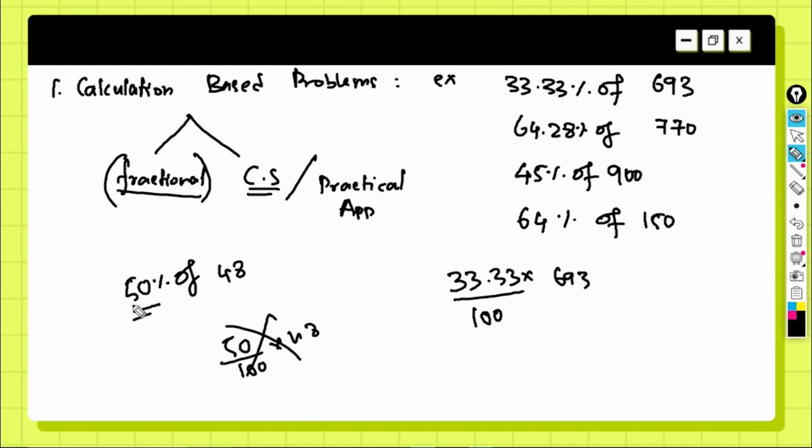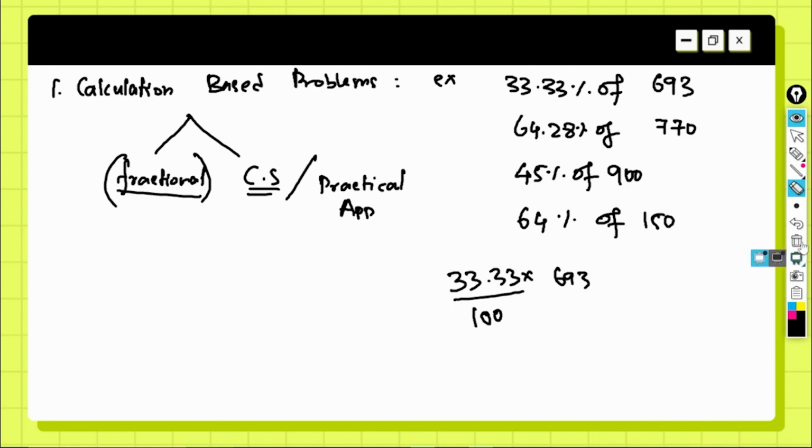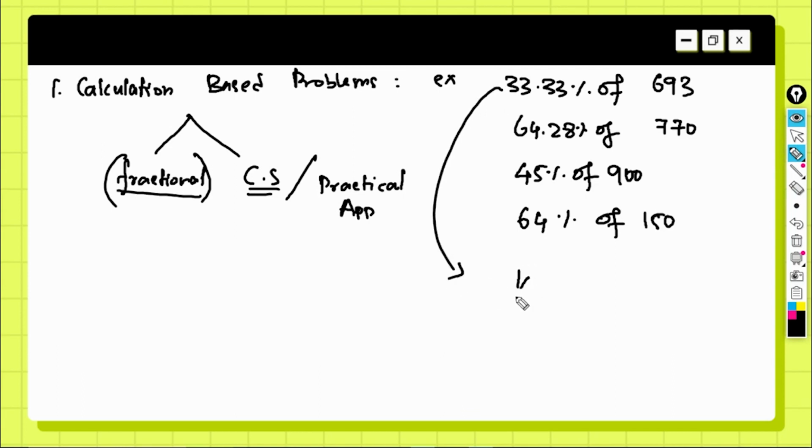Instead, we'll straight away tell that 50 percentage of 48 is nothing but 24, because we know that 50 percentage is half of a number. So half of the number is 24. Applying the same logic, here 50 percentage is equal to the fraction 1 by 2. So some of the percentage values which can be represented as fractions, we need to memorize, and we can straight away apply those fractions in place of percentages and get the answers quickly. We'll see some examples. Okay. For example, we'll take the first question. 33.33 percentage can be written as 1 by 3.